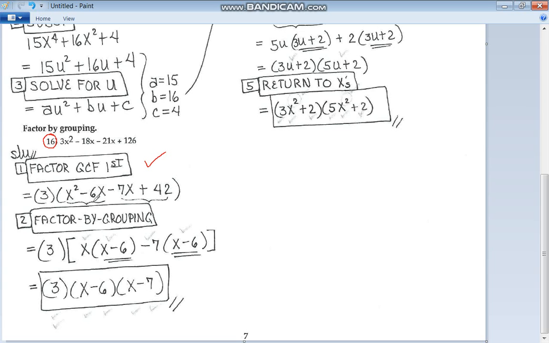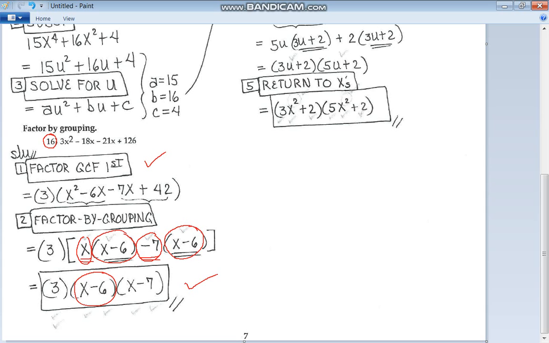Out of the first group, we have a common factor of x. It leaves x minus 6. Out of the second group, we have a common factor of negative 7. It leaves x minus 6. The miracle has occurred. Factor the miracle factor out, times what remains, which is x and then a minus 6. So our answer is 3 times (x minus 6) in parentheses times (x minus 7) in parentheses.